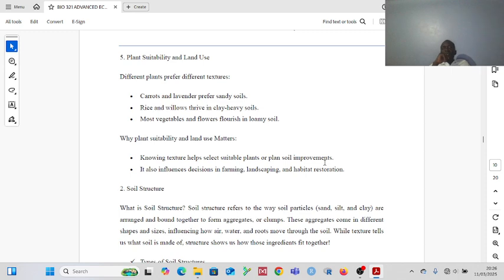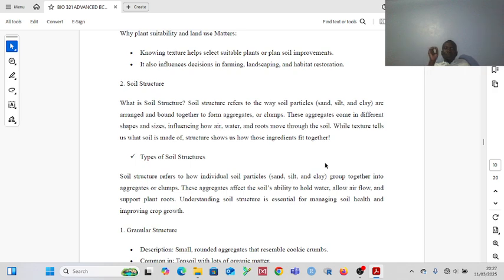Soil texture also impacts plant suitability and land use. Different plants will prefer different textures. When we were discussing the different soil particles, we saw which plants grow where. For example, carrots will prefer sandy soils. Rice will prefer clay-heavy soils. But most vegetables and flowers will do well in a loamy soil.